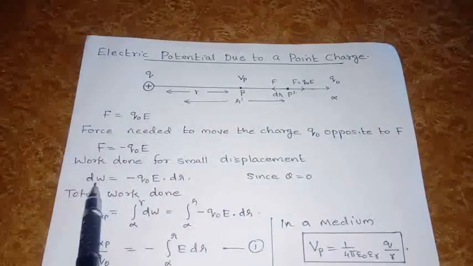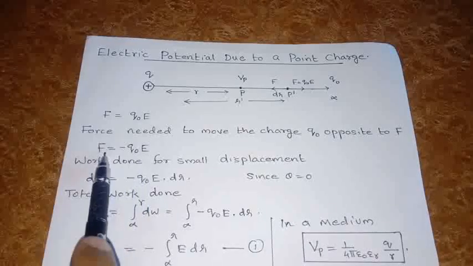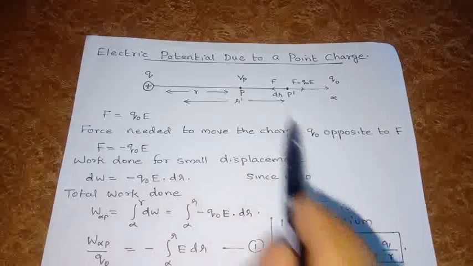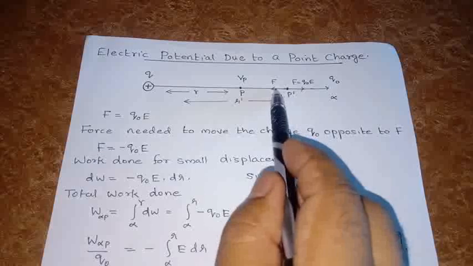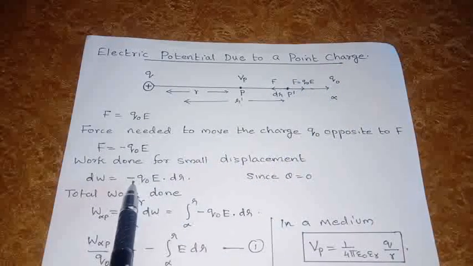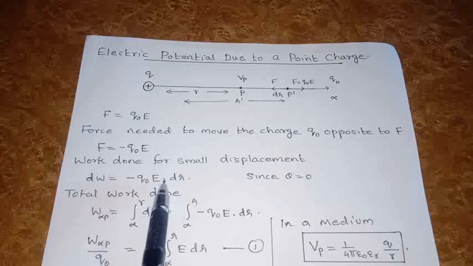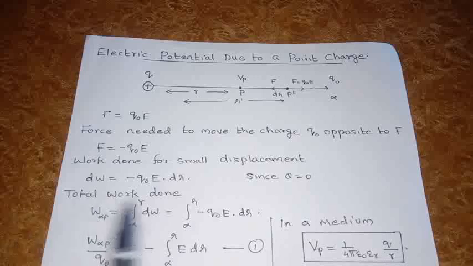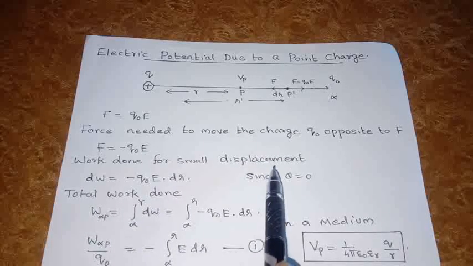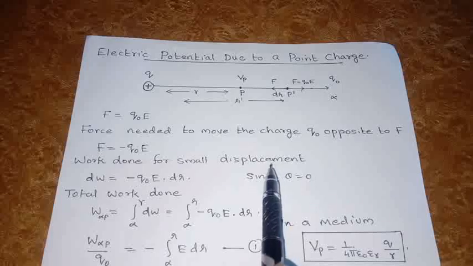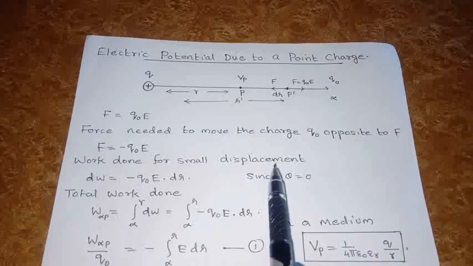Then the work done dW is equal to force times dr, or F dot dr. Since theta is equal to 0, meaning force and displacement are in the same direction, I can take F into dr, that means minus q0 E into dr. What is this dW? It is the small amount of work done in order to move a charge q0 against the electric field through a small displacement dr.